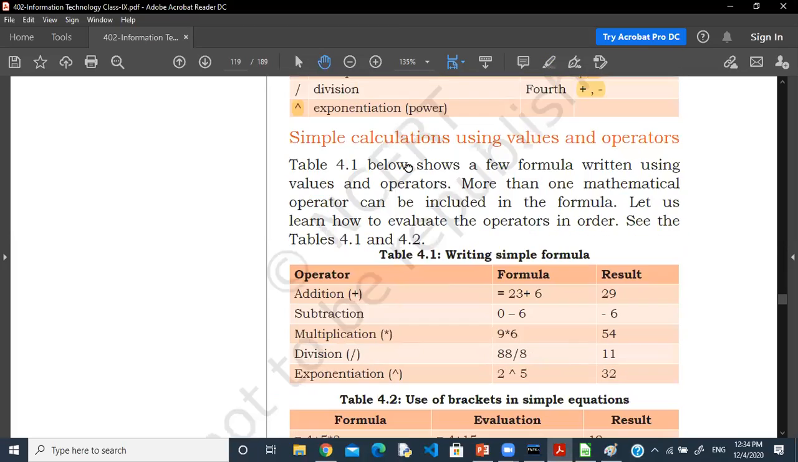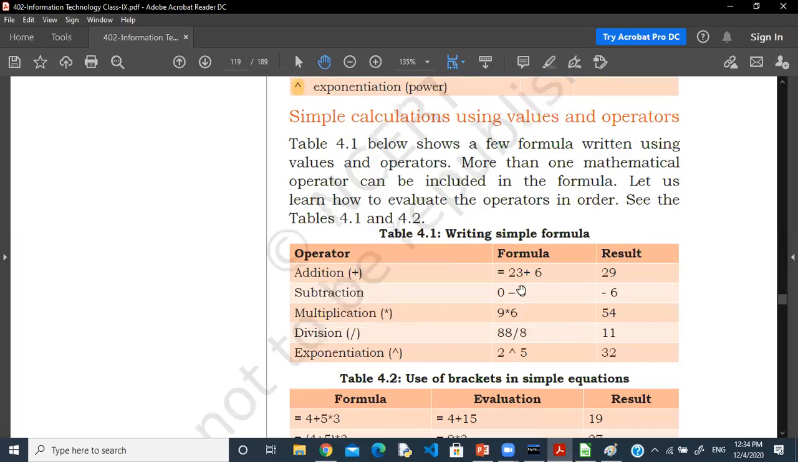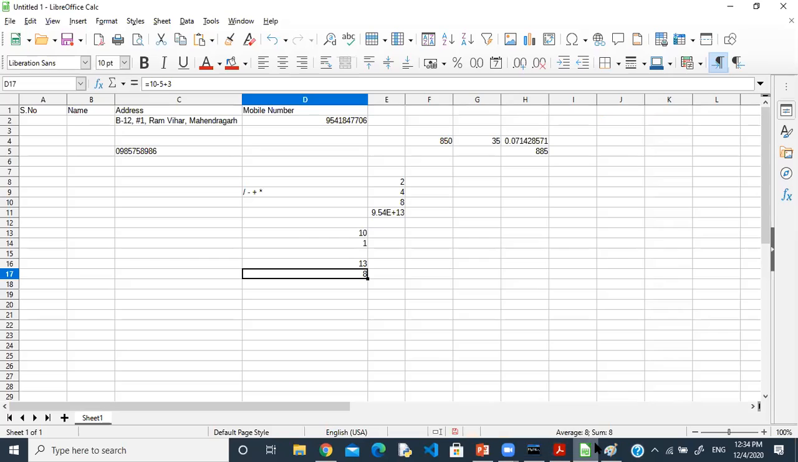Now, simple calculations using values and operators. You can look at this common formula: equal to 23 plus 6, 29; 0 minus 6 is minus 6. Now look at this. Can we write the formula in this way? No, you can't write the formula in this way. There is a mistake at this place. The mistake is that it forgot to put the equal to sign before the formula. The equal to sign is compulsory. If I'm not giving the equal to sign, then what happens? Suppose I'm writing equal to 23 plus 6, it's working fine. I'm writing 0 minus 6, what happened? It's just 0 minus 6 here.